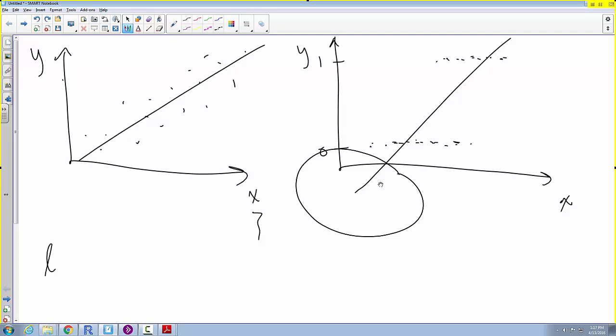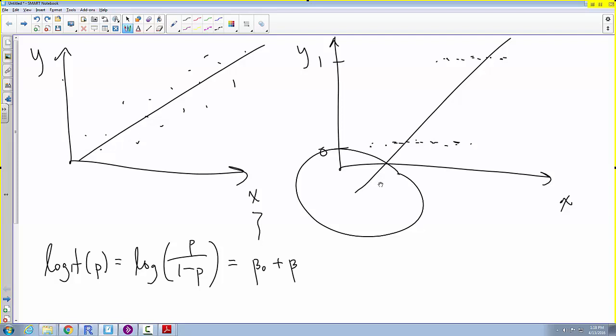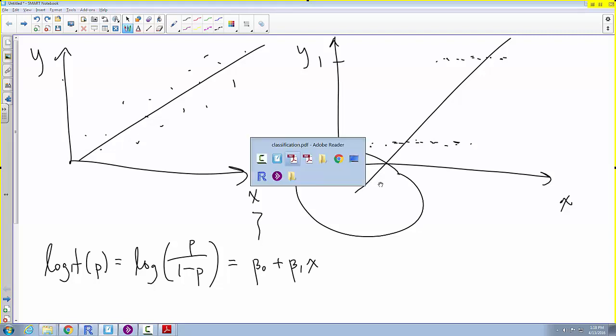Instead, we do logistic regression: the logit of the probability of cancer, which is the log odds of the probability of cancer, equals a linear model. We could do beta 0 plus beta 1 x. That's what this slide is saying here.